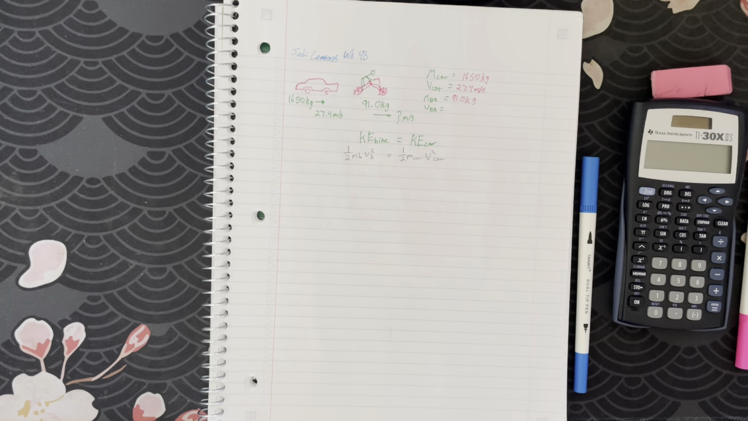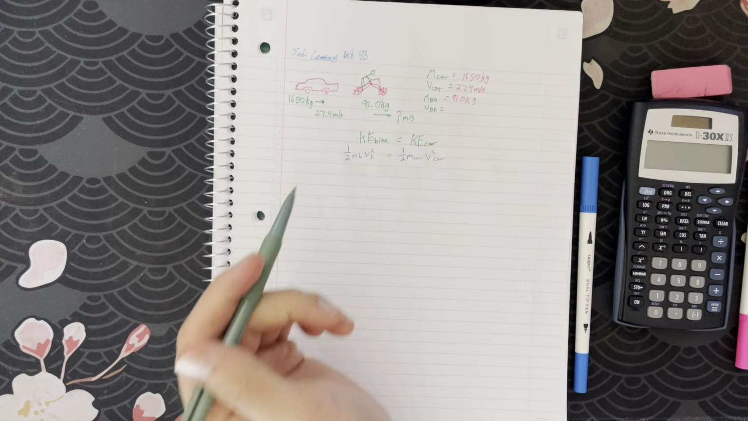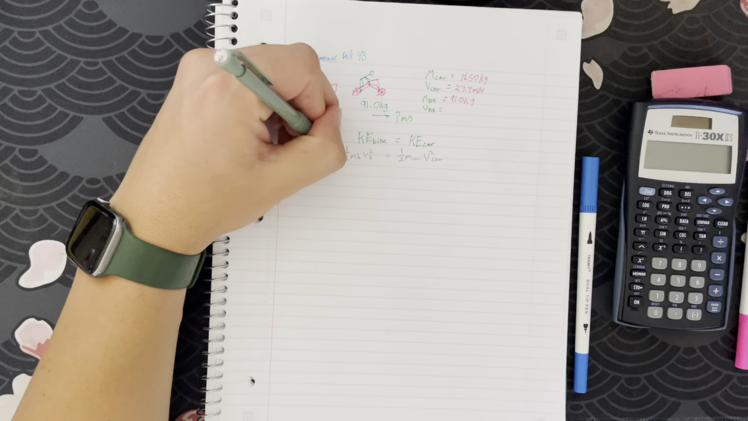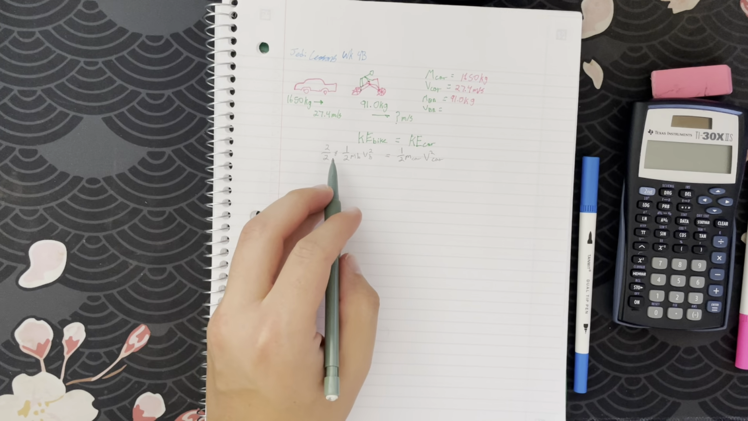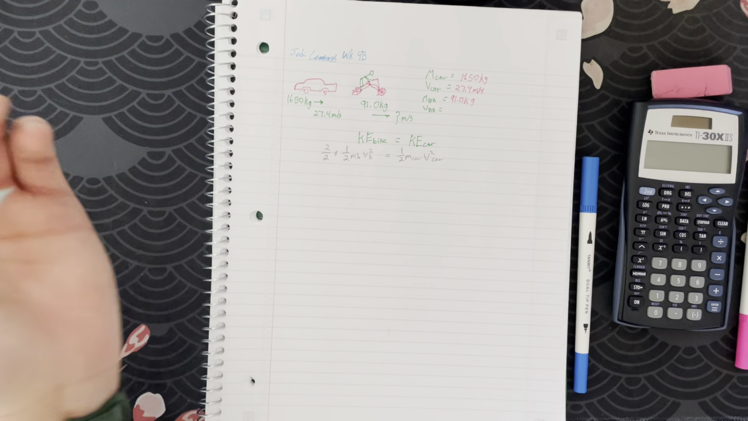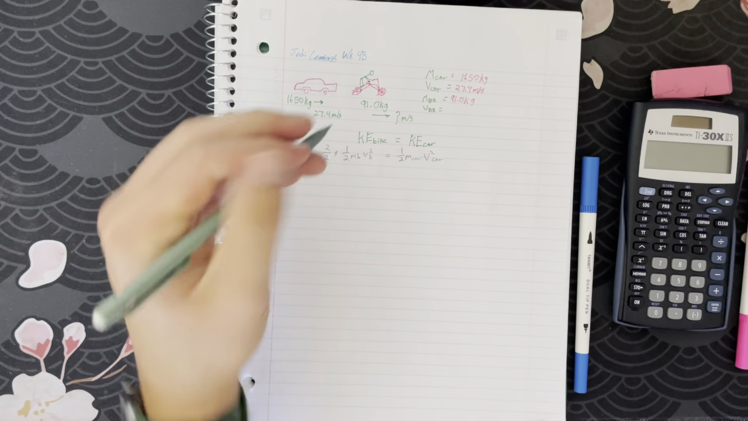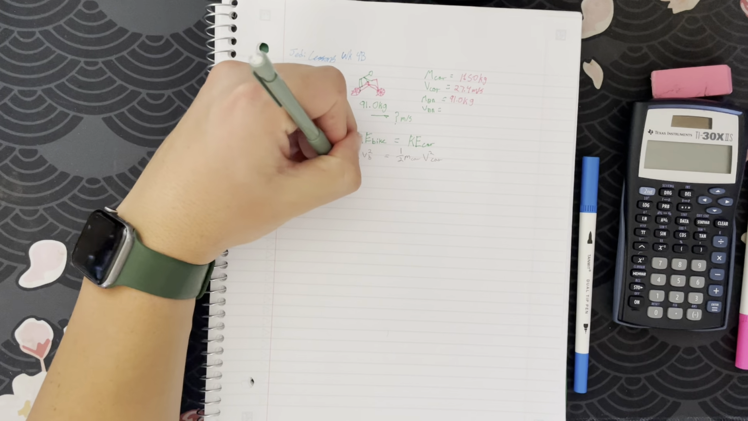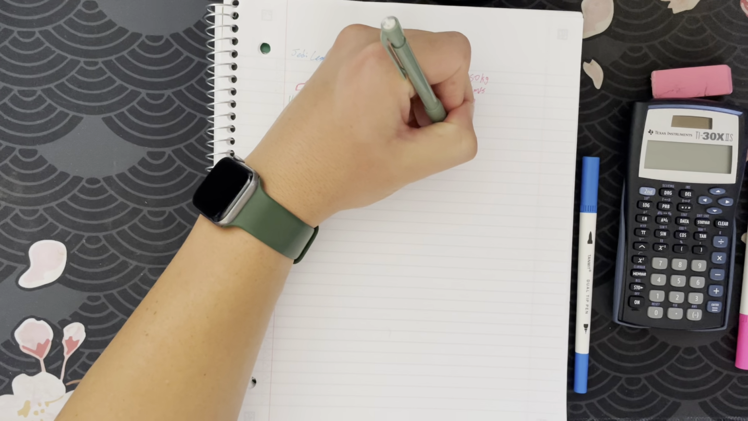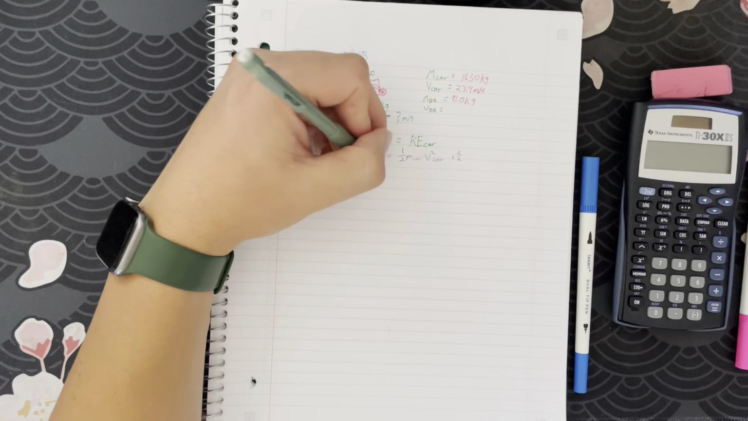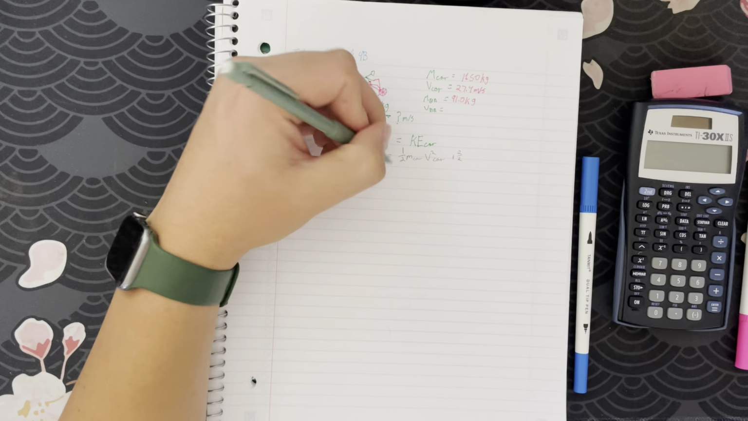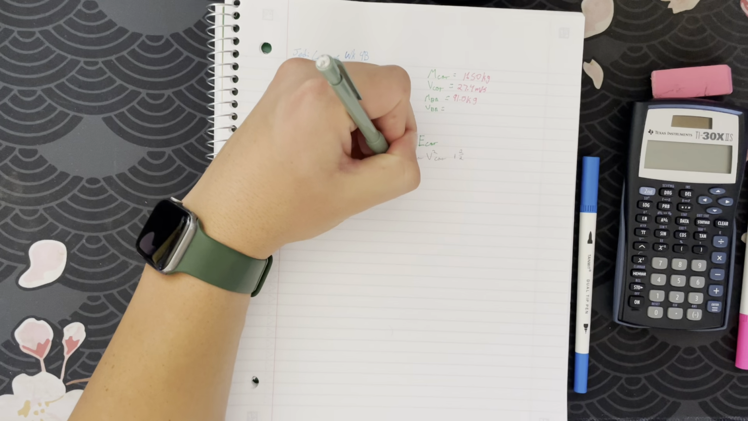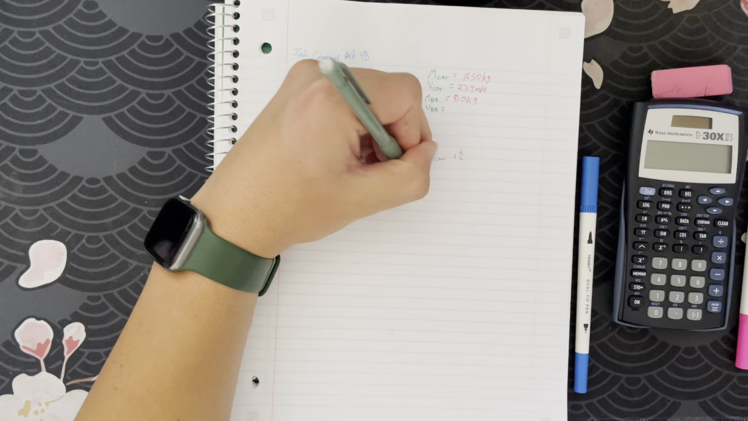If we first multiply both sides by 2 to eliminate the fractions, the 2 over 2 becomes 1, so it really means nothing. So if we do that to both sides, then it's going to equal the mass of the bike times the velocity squared of the bike, equals the mass of the car times the velocity of the car squared.